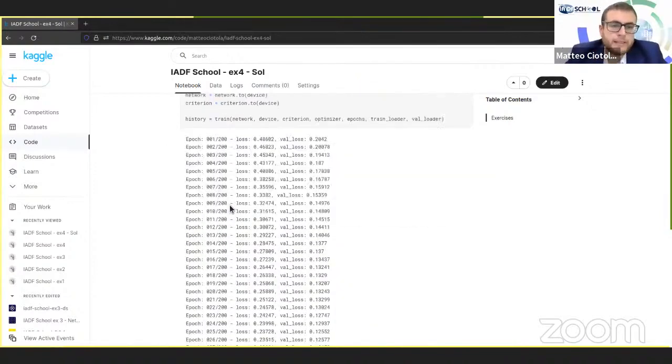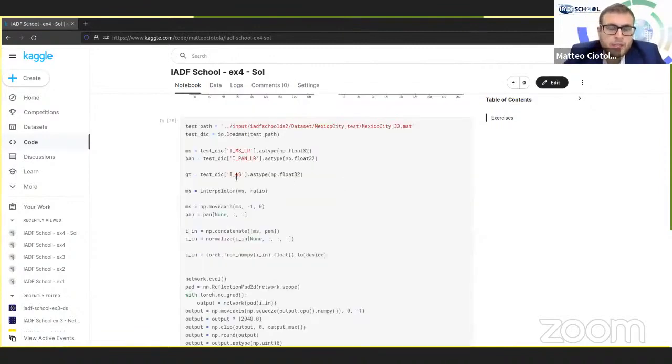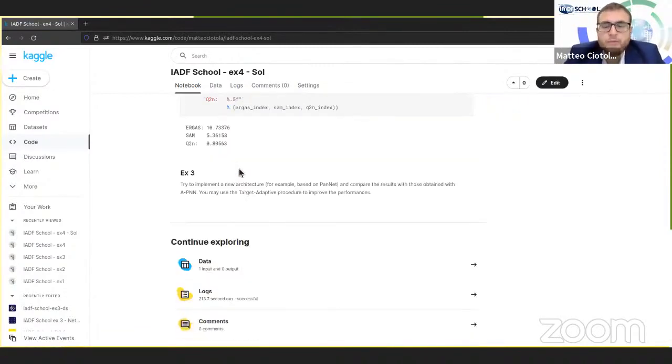About the third exercise, a suggestion that I want to give to you is to use skip connections. For example, PanNet has really good performance also thanks to the use of skip connections in the residual blocks. Because in this way, the information will be propagated through the network, even if the network is really deep.